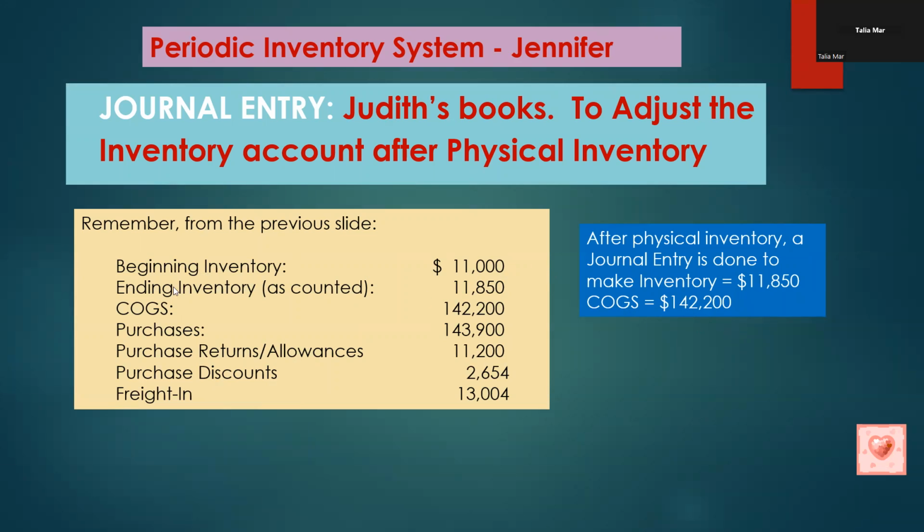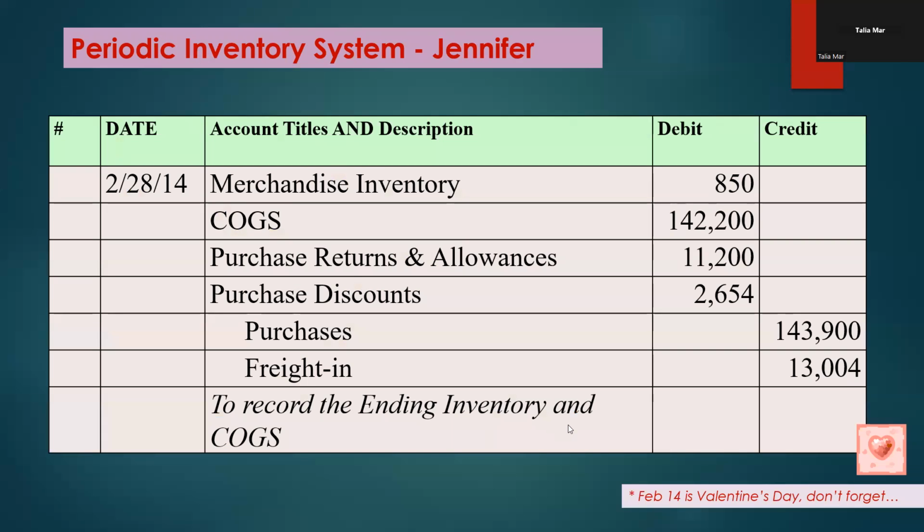So we've got to empty out purchases, purchase returns and allowances, purchase discounts, and freight in. So purchases is a debit balance, purchase returns and allowances is a credit balance, purchase discounts is a credit balance, and freight in is a debit balance. So we're going to build a journal entry where we empty those accounts out and we adjust and we book the whole 142,200 to cost of goods sold.